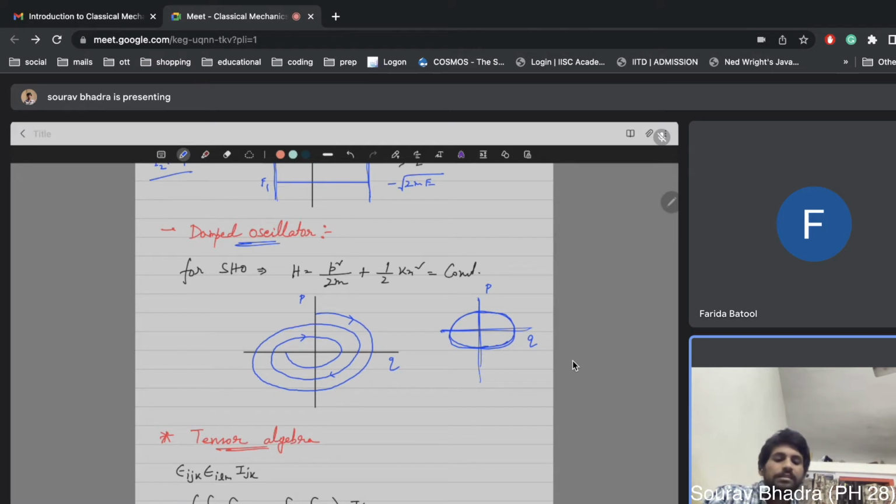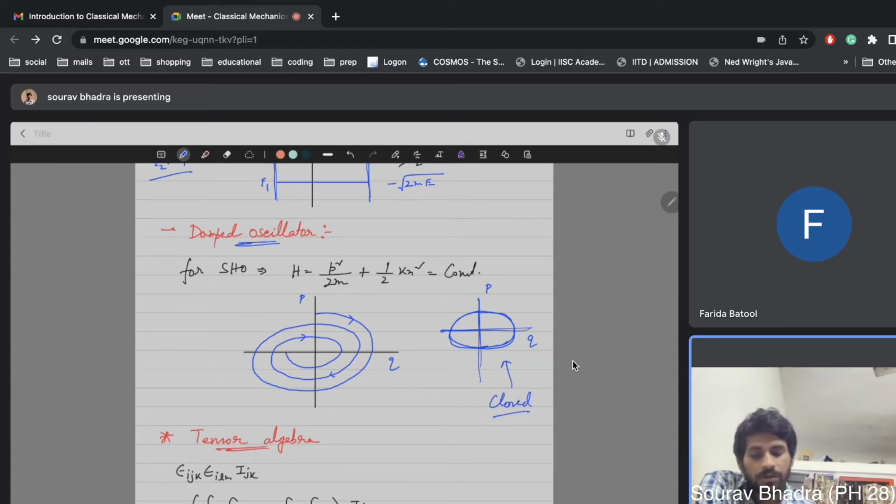Now if there is damping, that means the energy of the system will decrease with time. I mean, damped oscillation and forced oscillation we have done, that for forced oscillation the energy is not decreasing, but for damped oscillation something is damping the motion, that means it is decreasing the energy. So in that case it will not be a closed orbit, I mean a closed orbit in the phase space.